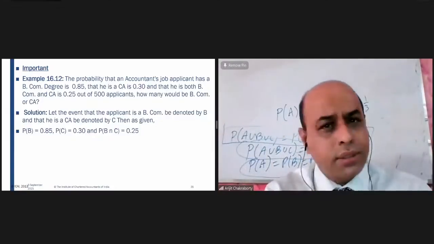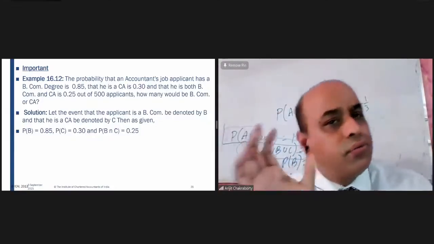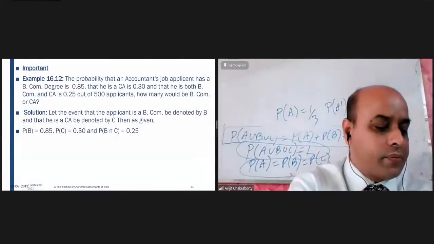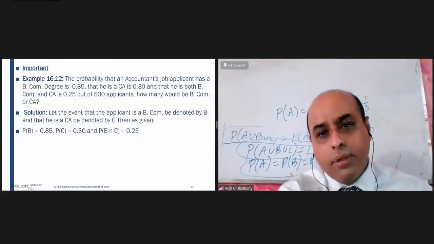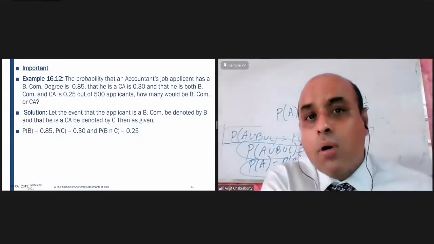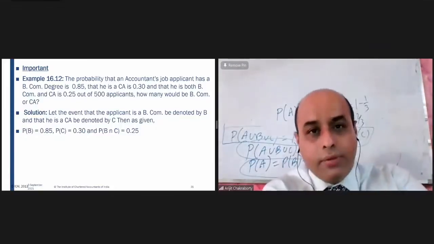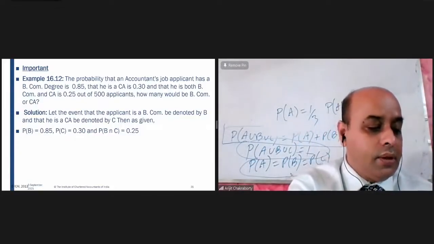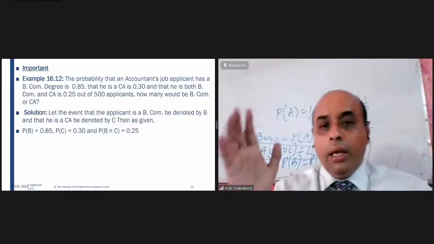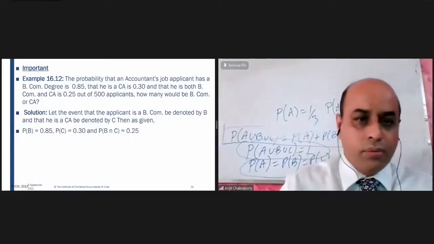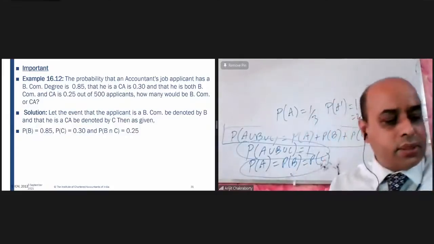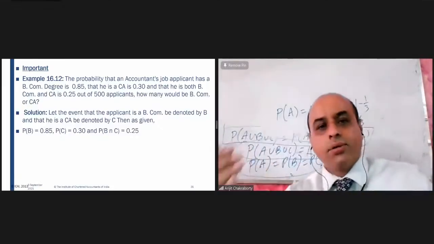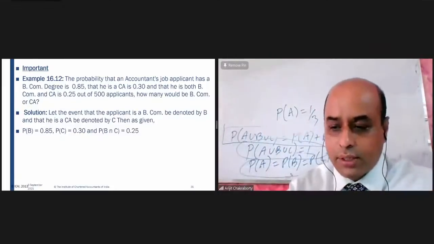So this is a question basically on the formula, and the formula is what? P(A union B). Because the question is how many would be BCom or CA. That means A or B, that means A union B. Now the question is how to find out the formula, how to derive the result. So let us first check what is the given data, and let us try to frame the formula and then the answer.